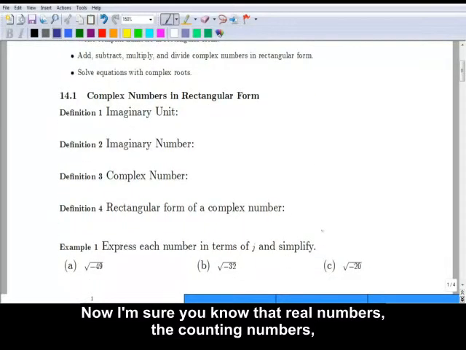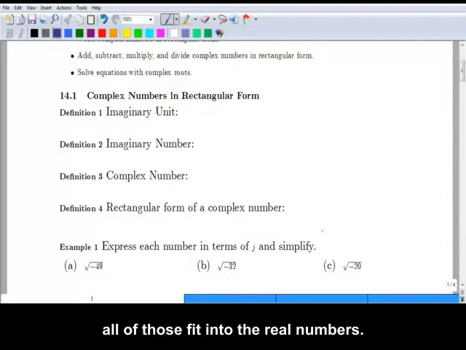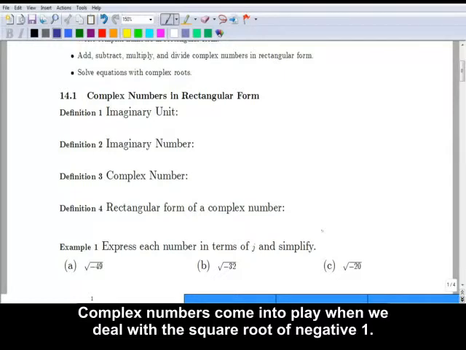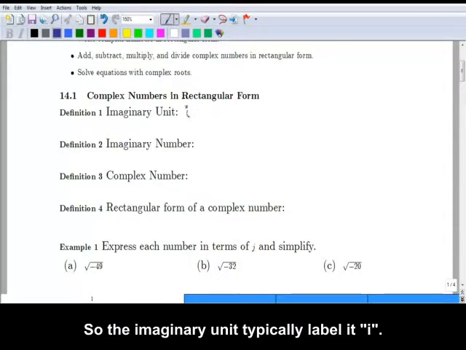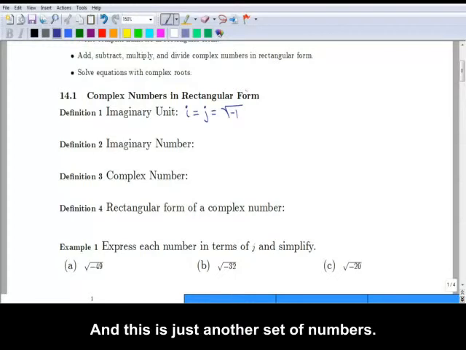Now, I'm sure you know the real numbers, the counting numbers, the irrational numbers, the rational numbers. All of those fit into the real numbers. Complex numbers come into play when we deal with the square root of -1. So the imaginary unit, typically labeled as i, your textbook uses j, is just the square root of -1, and this is just another set of numbers. But this is the imaginary unit.